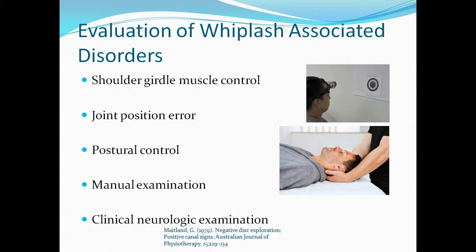We're looking at postural control. We can challenge this by asking the patient to stand in tandem stance. We're looking at manual examination of the cervical spine. However, we might be unable to test this due to allodynia or hypersensitivity, so that is an important consideration to make for these patients. And then, of course, we have our clinical neurologic examination, looking for things like muscle power, reflexes, and sensation.